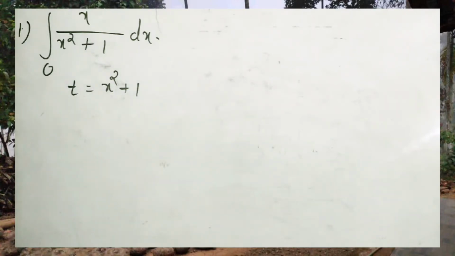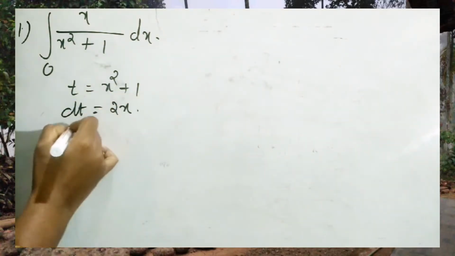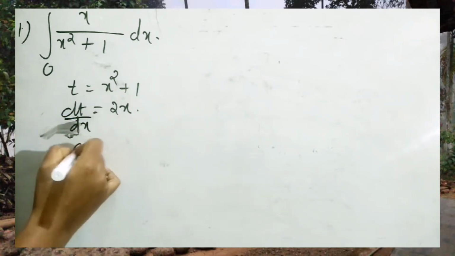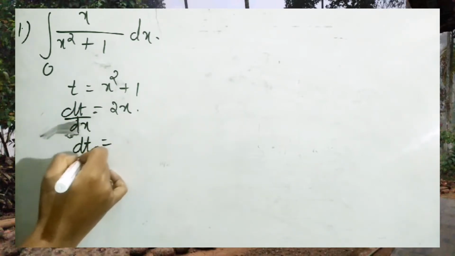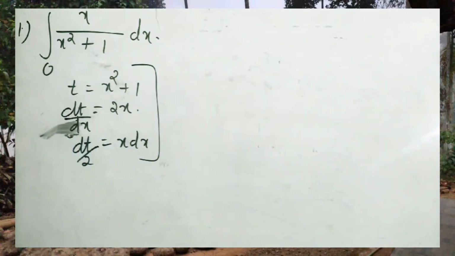t is equal to x square plus 1, then dt by dx is equal to 2x, and dt by 2 is equal to x into dx. Okay, this is substitution. In the case of definite integral, we need to find out the range of that new variable also. That is the additional step in the case of definite integral instead of indefinite integral.